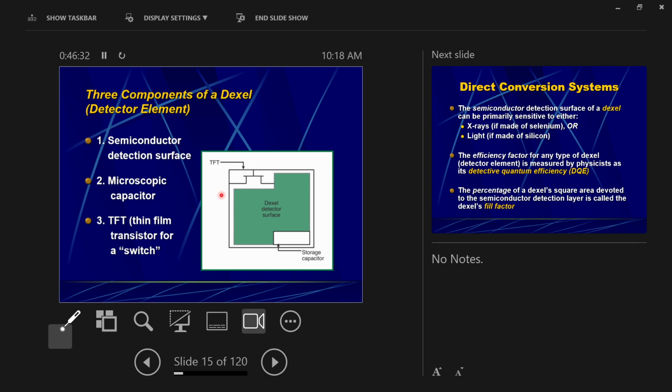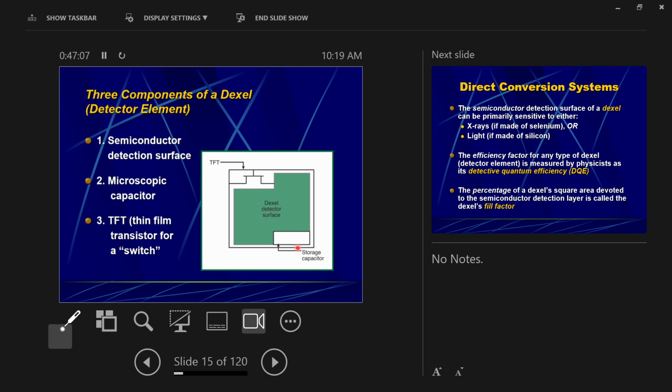Okay, so again, this whole plate is made up of a bunch of teeny tiny, nearly microscopic squares. Those squares have three things. The most important thing to start with is the detector surface, the thing that when x-rays hit it, will conduct a little bit of electricity. It will generate a small amount of electric charge, okay? This is the conversion. Remember, conversion is the important thing here. X-rays hit the detector surface, and a little bit of electric current happens, okay?